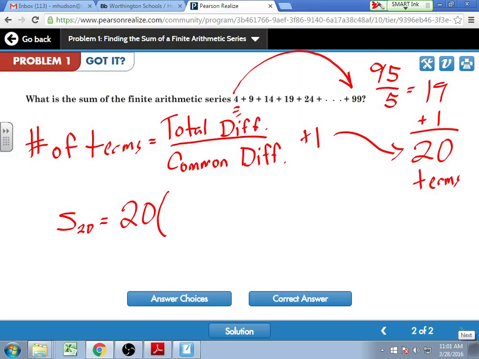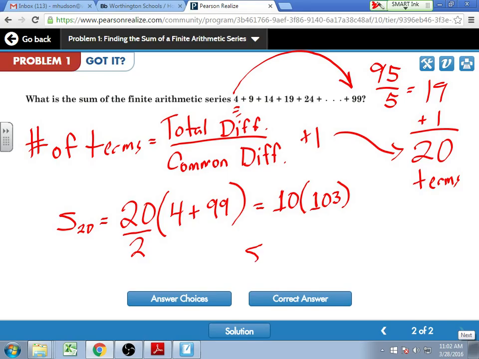Nobody's going to catch my mistake. Gravity works. You have to divide. The 20 has to be divided by 2 because it's not 20 pairs, it's half as many pairs. And what should be inside this parentheses is the pairs. What do I pair up? The first and the last, so 4 and 99. So this really becomes 10 times 103. So the sum of those 20 terms will be 1,030.